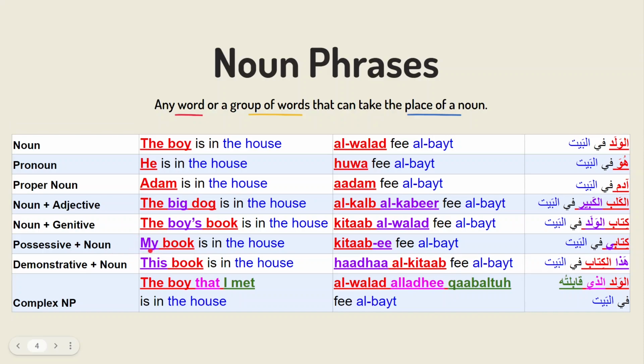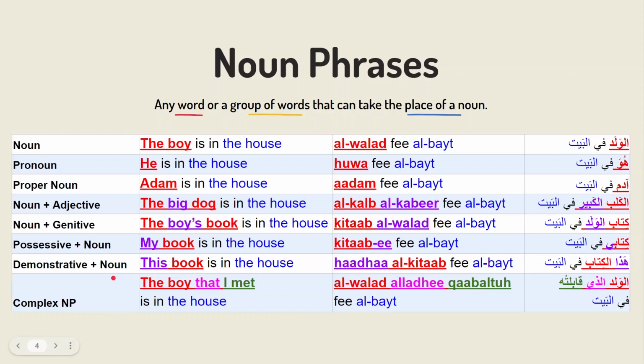So my book is in the house. So in this case, كتابي في البيت. كتابي here is my book. كتابه is his book. كتابها, her book. And we can have all of these pronouns in other videos or in the grammar course.